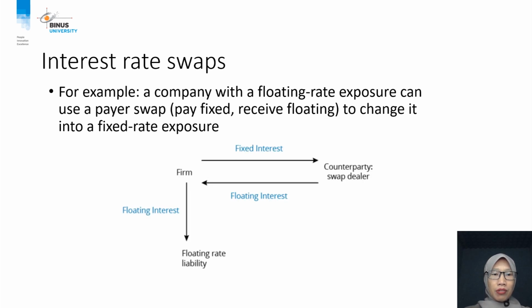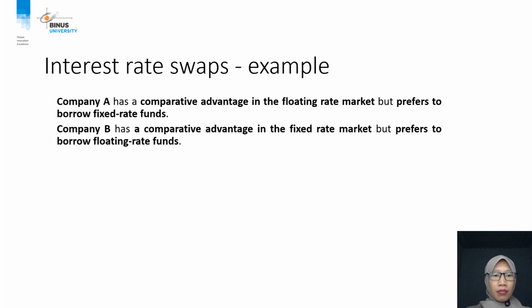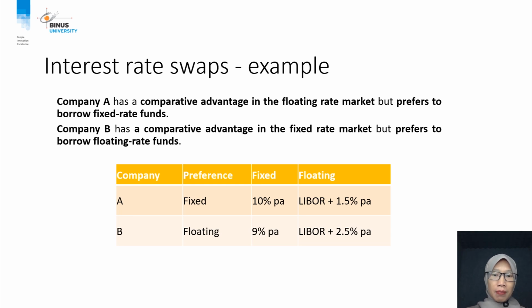So, interest rate swap, the example. A company with a floating rate exposure can use a payer swap, pay fixed, receive floating, to change it into a fixed rate exposure. For example, Company A has a comparative advantage in the floating rate market but prefers to borrow fixed rate funds. Company B has a comparative advantage in the fixed rate market but prefers to borrow floating rate funds. So this is the table of the numbers.